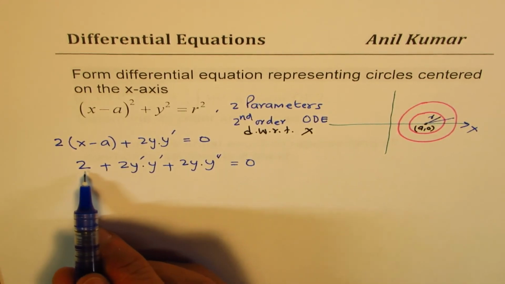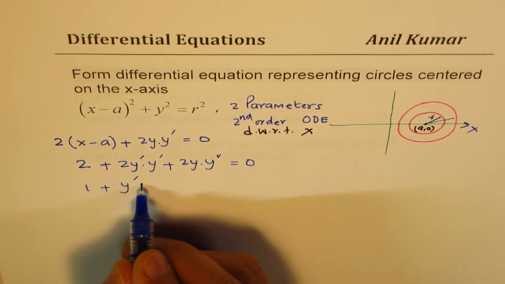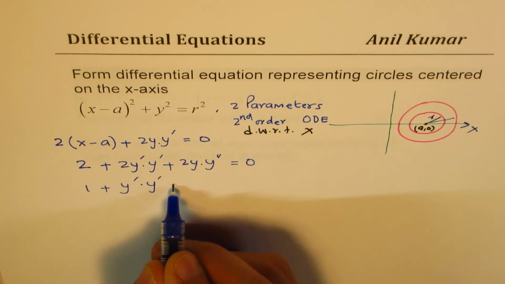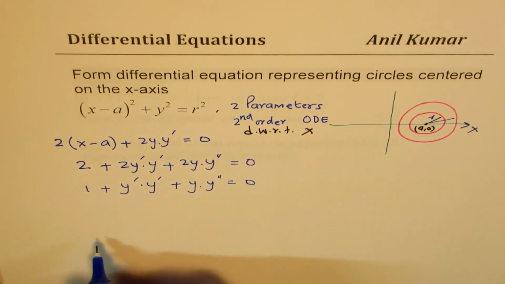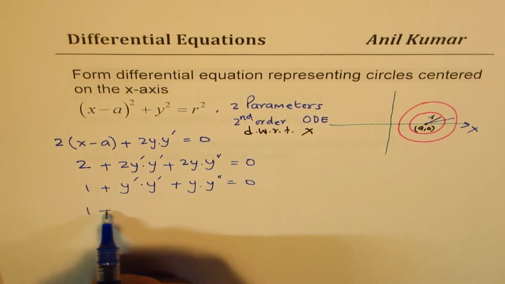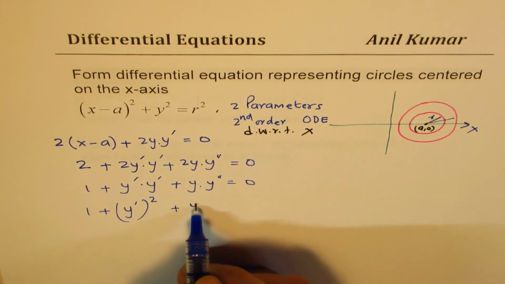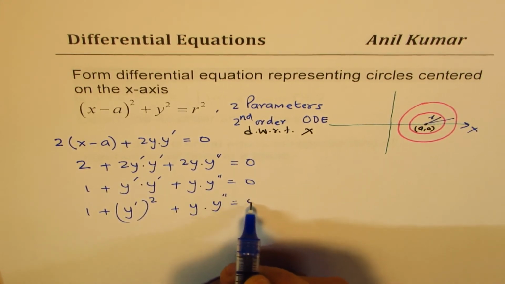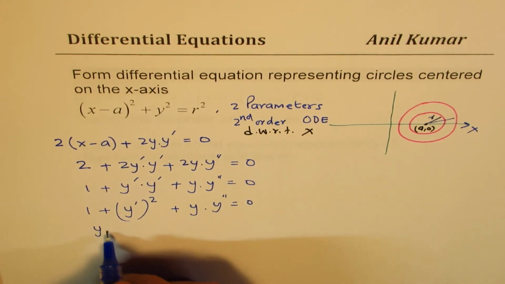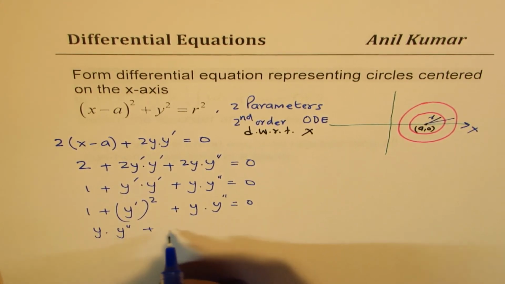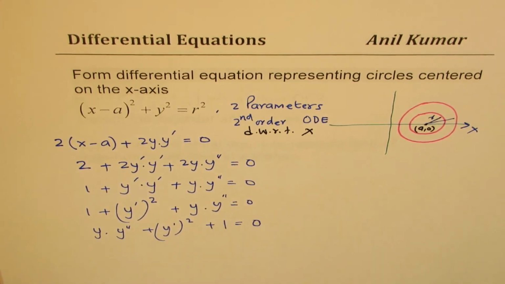Okay, now we could take 2 as a common factor, write this as 1 plus y prime times y prime plus y times y double prime equals 0. Or we could say 1 plus, this is square, right? Plus y times second derivative equals 0. Or rearrange, it's good to write this term first. So y times second derivative plus first derivative square plus 1 equals 0.